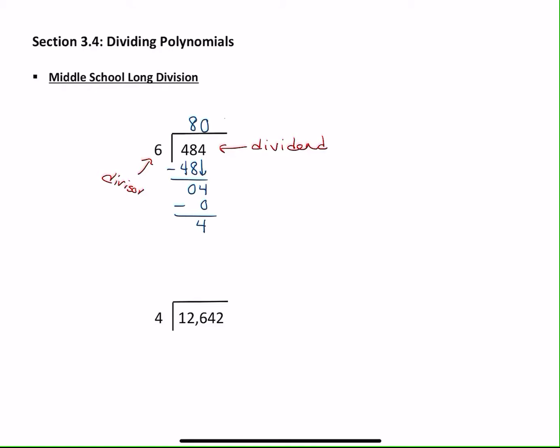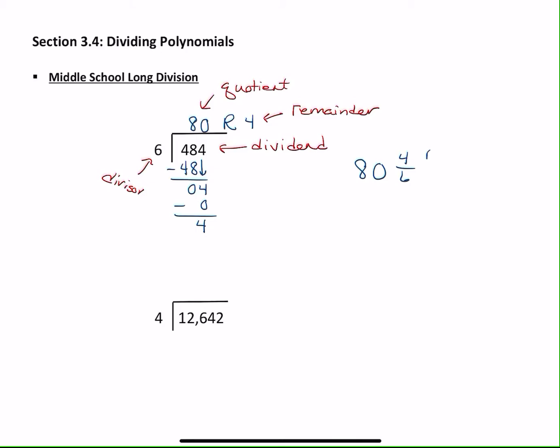So this is 80 remainder 4, where 80 is called the quotient. So your answer is the quotient, and the 4 is your remainder. So you'll basically have 4 parts. You can write this a couple different ways. You can write it just like I wrote it, as the 80 remainder 4. You can also write it as 80 with 4 over 6.